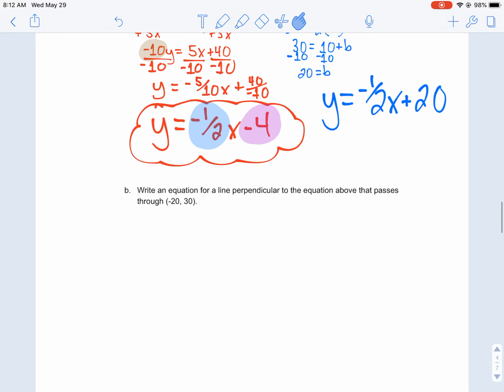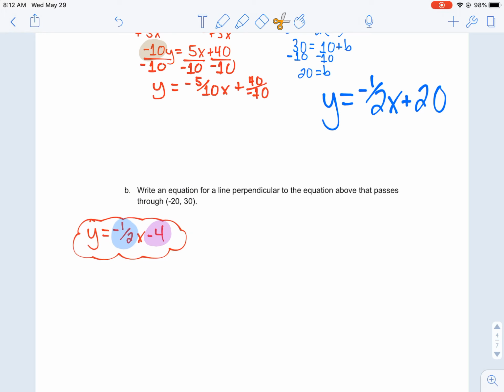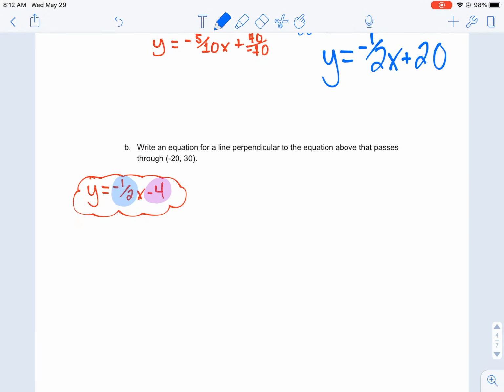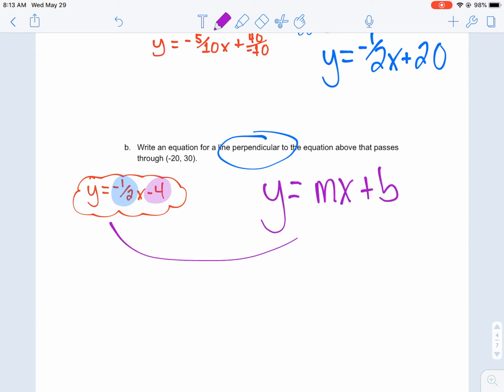Now for the second part, I have to find a line that is perpendicular to the equation and passes through the point. All right, so I'm going to take this down here. I'm going to need it again. I used it up here. It's the same thing. It's in slope-intercept form. Now what I know about lines that are perpendicular is their slopes are opposite reciprocals. So I set my new equation as y equals mx plus b. My new slope, since it's the opposite reciprocal of negative 1/2, is going to be positive 2.